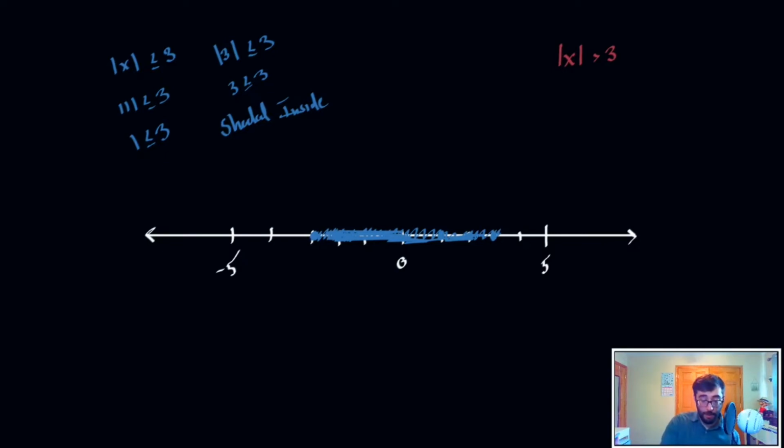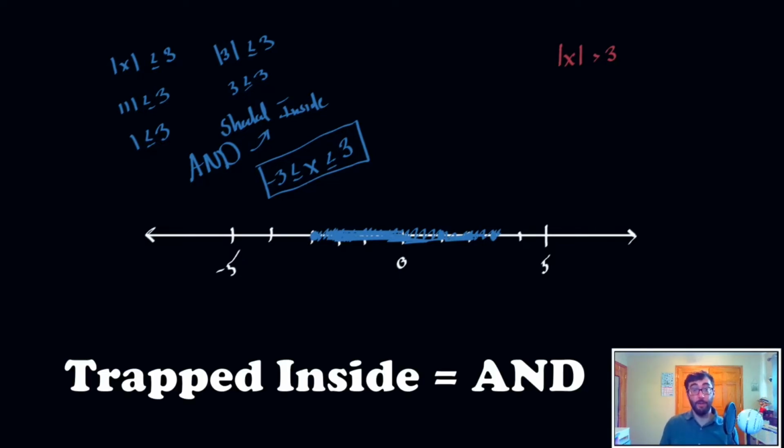That's what we call an "and" compound inequality. Whenever it's shaded inside, it's an "and" compound inequality. And the way we can write that is kind of neat, actually. We said x had to be greater than or equal to negative 3, but it also had to be less than or equal to positive 3. So our solution ends up being negative 3 is less than or equal to x, which is less than or equal to 3. Basically, it's all the numbers trapped inside.